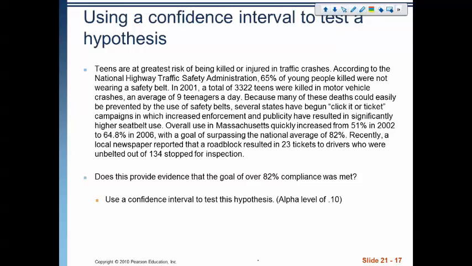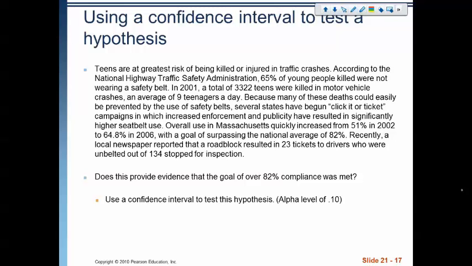So here we have another super positive question. Like always, every question in statistics is like teens dying or drinking. So here, look, here's teens dying in a car crash. Teens are at the greatest risk of being killed or injured in traffic crashes. According to the National Highway Traffic Safety Administration, 65% of young people killed were not wearing a safety belt. In 2001, a total of 3,322 teens were killed in motor vehicle crashes, an average of 9 teenagers a day.